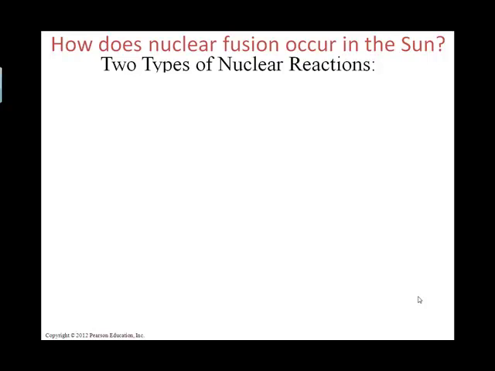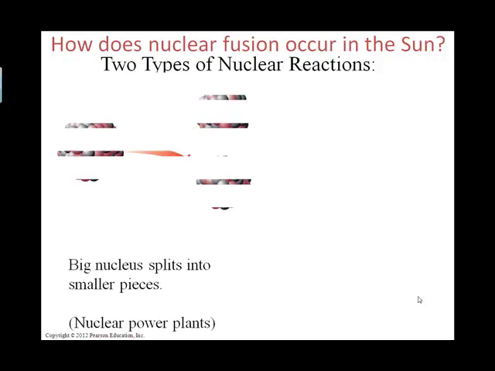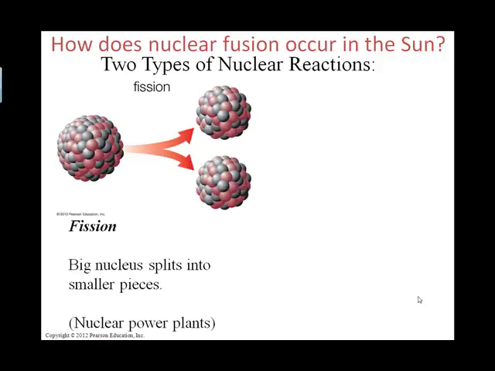Remember that we can think of atoms as being composed of three major subatomic particles. We have protons and neutrons in the nucleus of an atom, and then we have those cute little energetic electrons in a cloud outside the nucleus. Well, let's start with the first type of nuclear reaction, called fission.